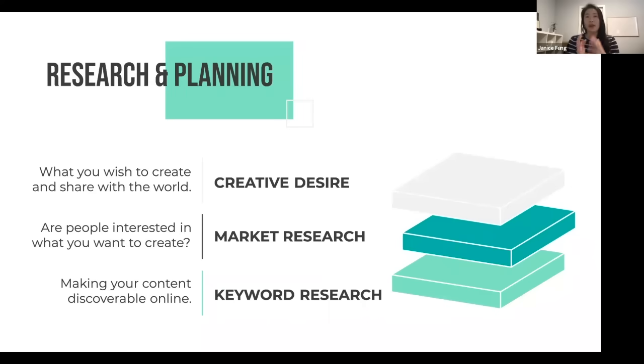There needs to be a balance of what you enjoy creating and what people will want to watch. And this involves 3 components. Something that you want to create, so that's your creative desire. Something that people would be interested in watching, and then something that is easily discoverable online. And you can sort of figure this out using market research and also keyword research.